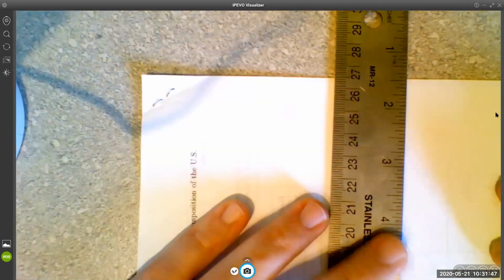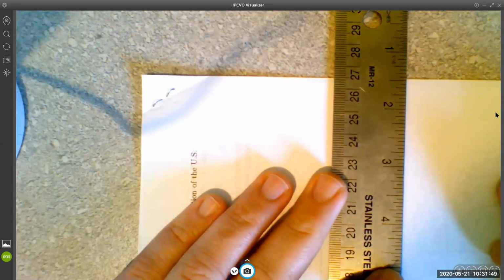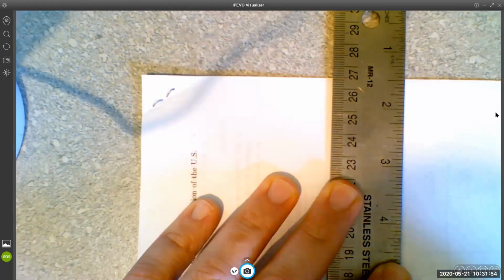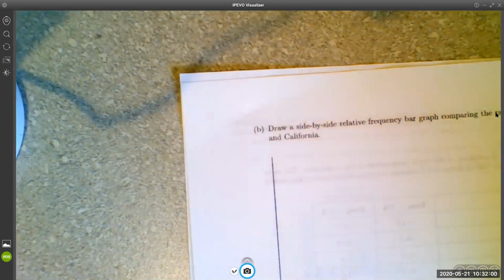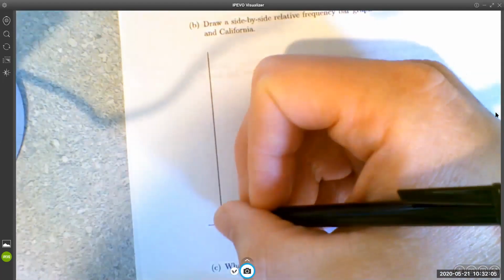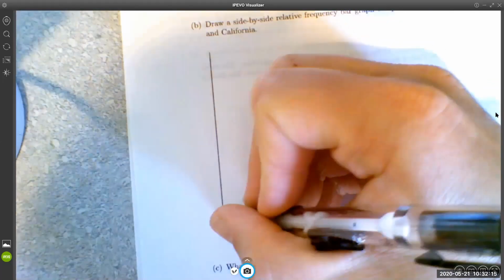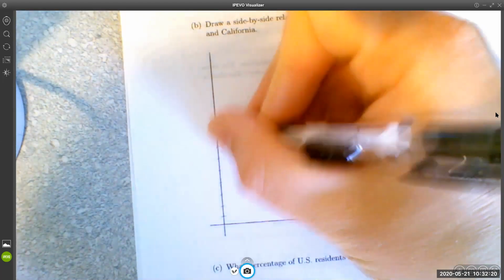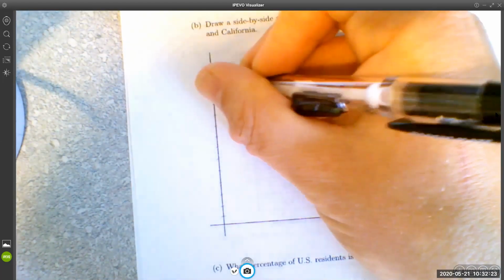And I'll need a horizontal axis as well. Okay. Now here we go. Like I said, in increments of 5. Maybe I should use pencil in case I make a mistake. I'm going to use a pencil in case I need to erase and start over. But I need to go to 65, so I'm going to do 5, 10, 15, 20, 25, 30, 35, 40, 45, 50, 55, 60, 65.